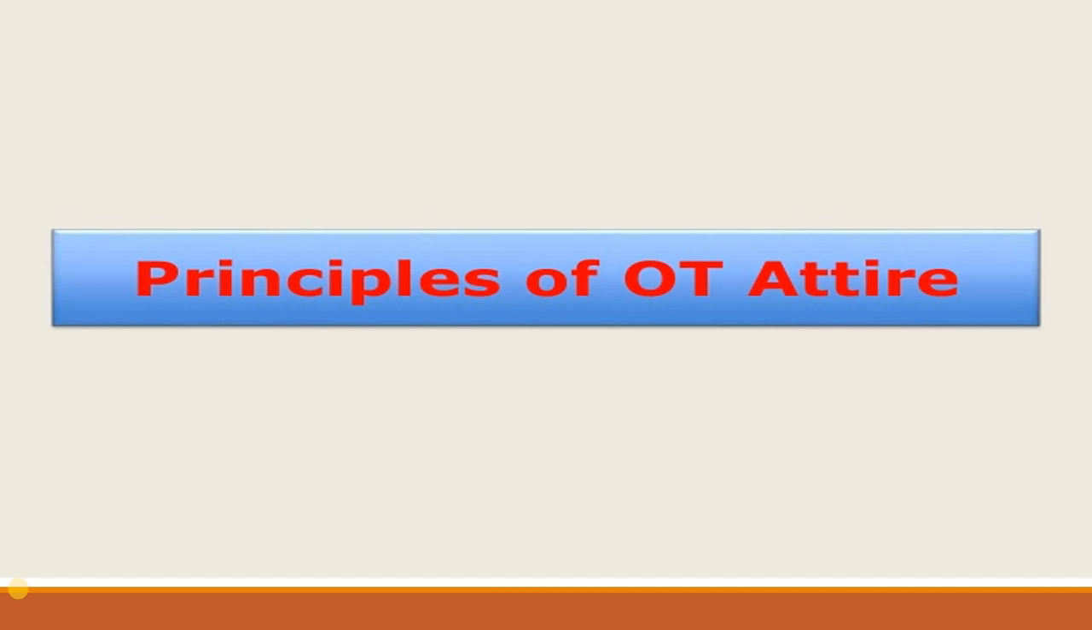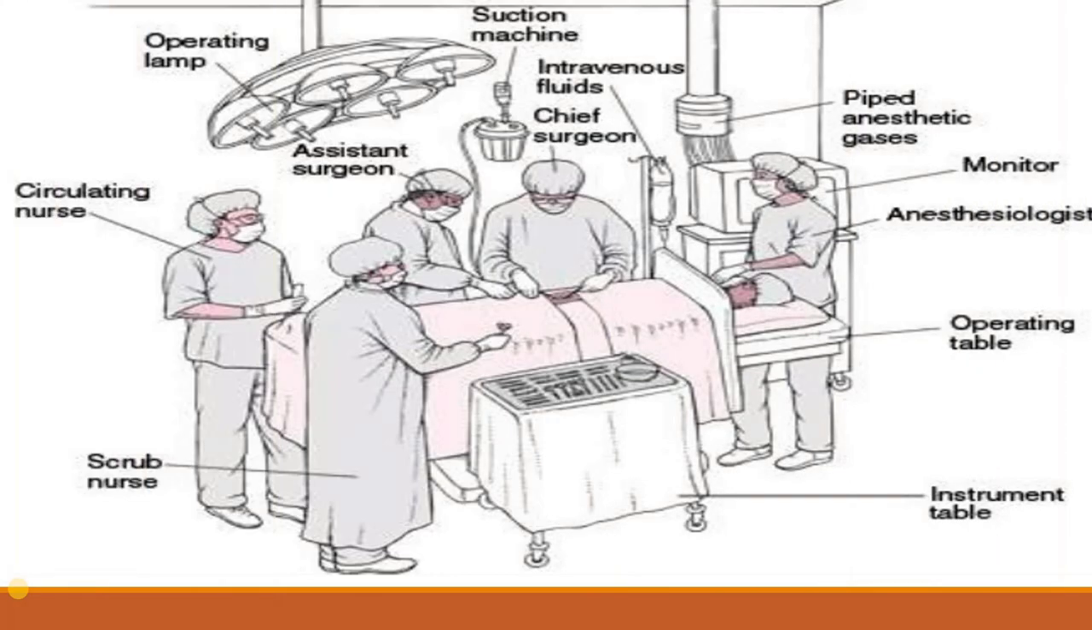Principles governing the use of theatre suits. Next we will see all the OT staff. This is the circulating nurse. She helps the other staff; whenever the other staff need any article, the circulating nurse provides it. This is the operating theatre lamp. It is very important. Whenever we do any procedure, it focuses and highlights through the lights.